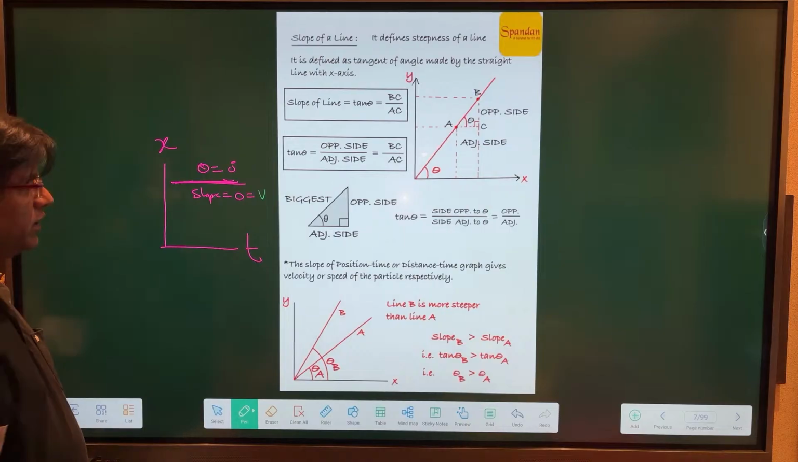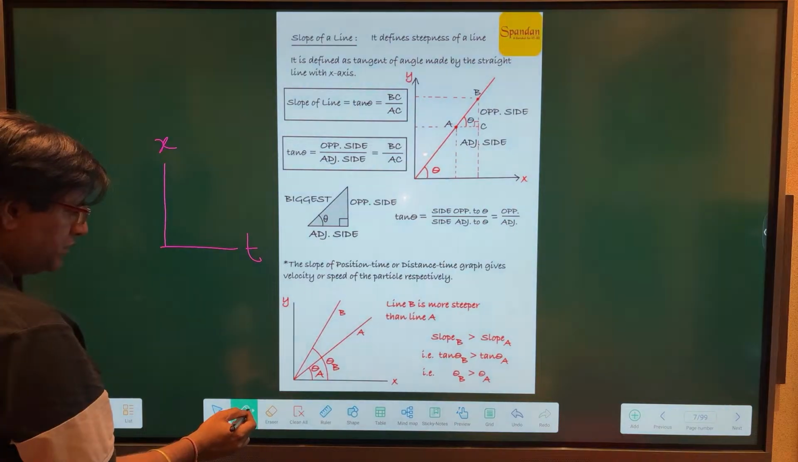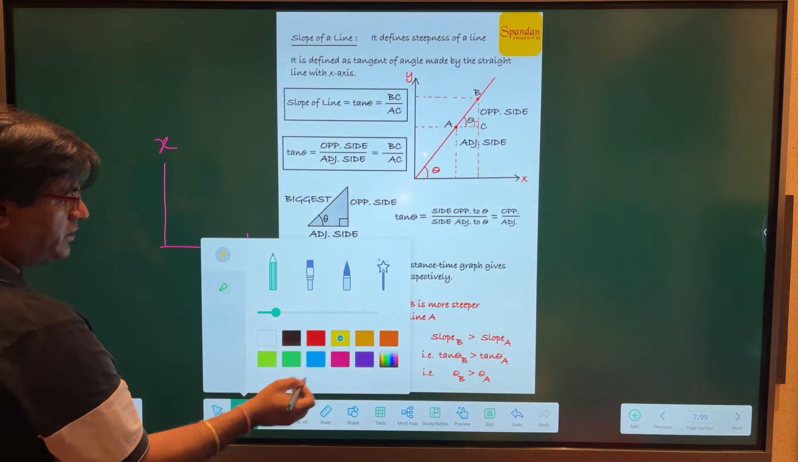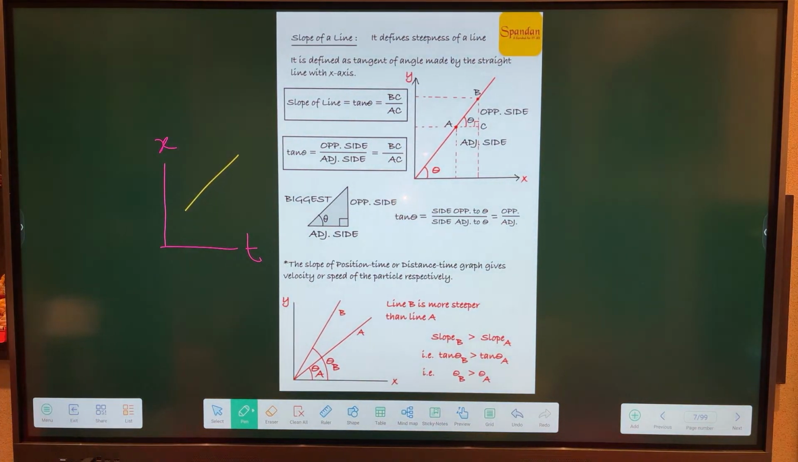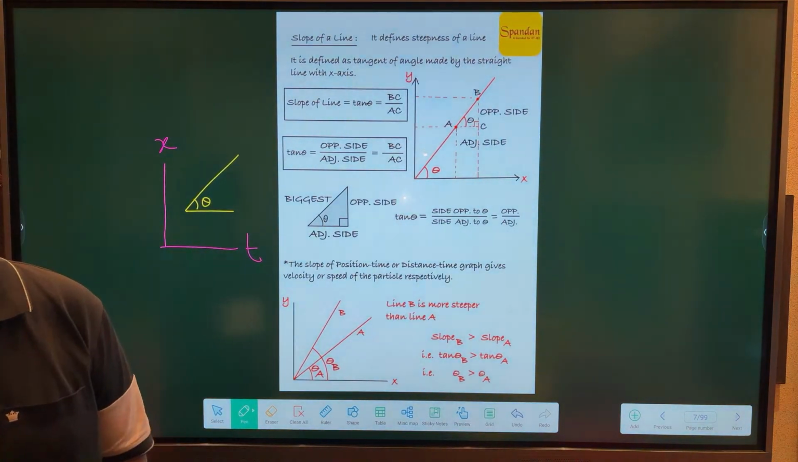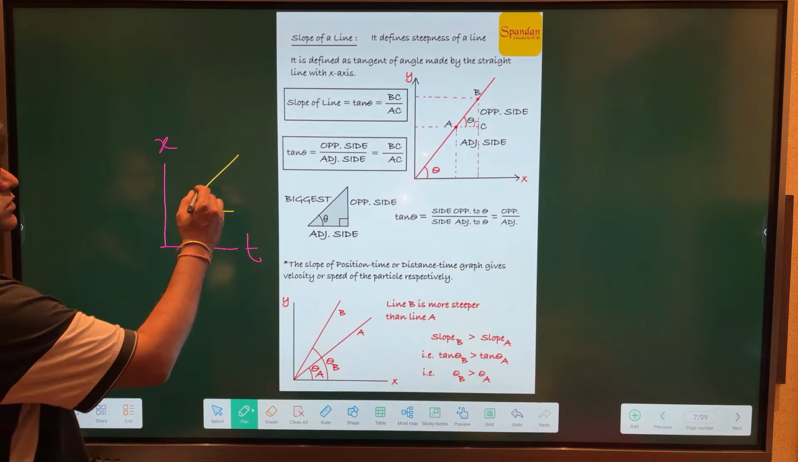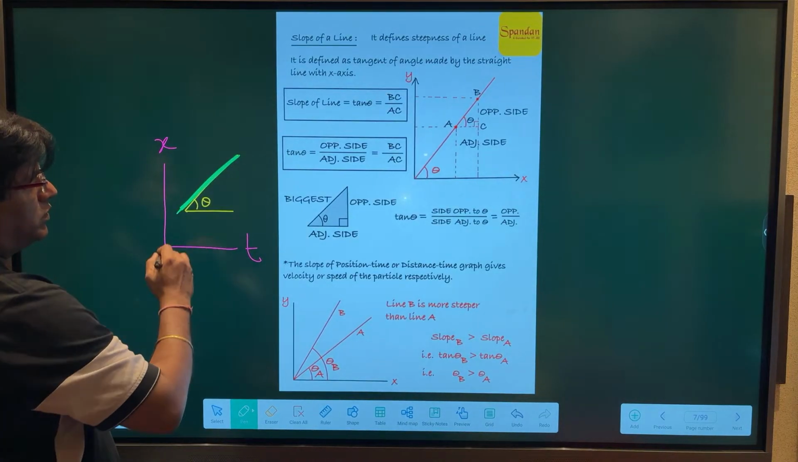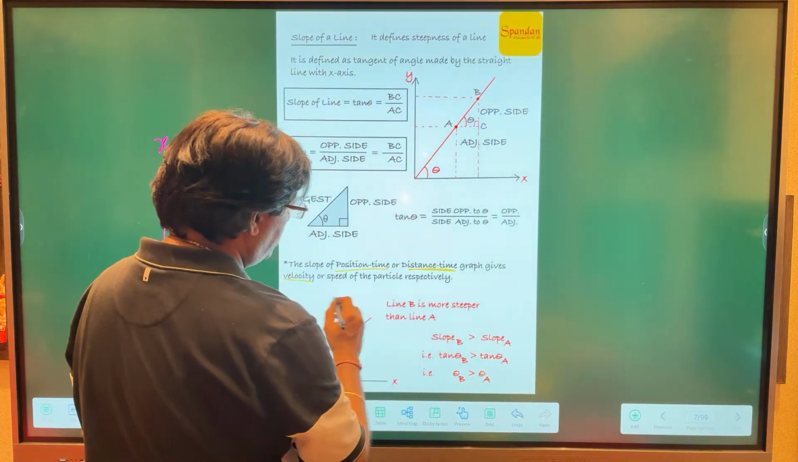Because it is horizontal. Suppose this line is something like this, right? Then we can say that this line makes some angle theta, and this will be slope tan theta. So suppose this line makes angle theta with the time axis, then this tan theta will be the velocity. You can understand? So that's the XT curve slope. The XT curve slope gives velocity, and the distance time graph gives speed.